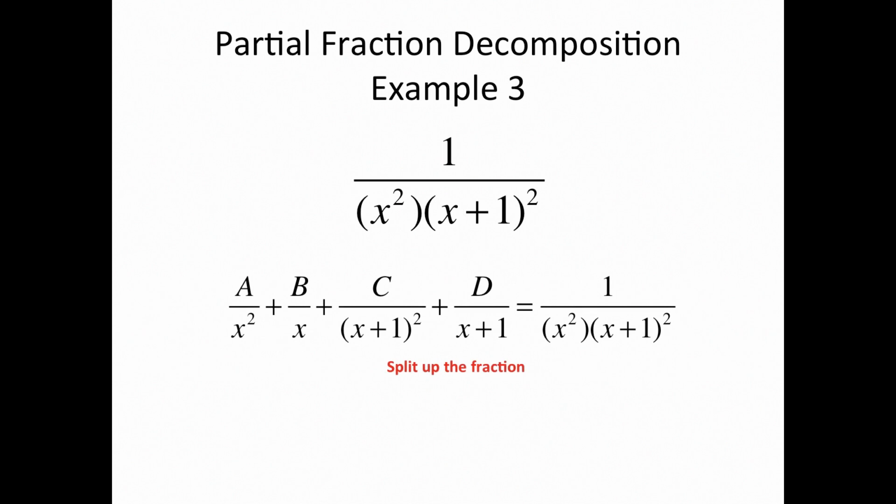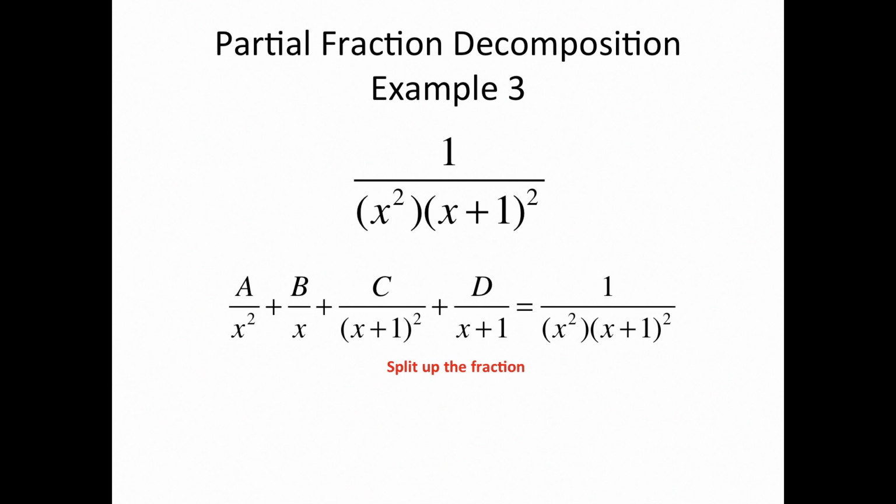Basically what you want to do is this. You want to put an a over the x squared, and since it's repeating, as I mentioned before, you drop down the power and say b over x. Then you go c over (x plus 1) all squared. Again, it's repeating, so you assume it's a linear and you put a c above it. And then you go d over x plus 1, which is the repeated part of the (x plus 1) all squared. Now that, again, just equals the same fraction.